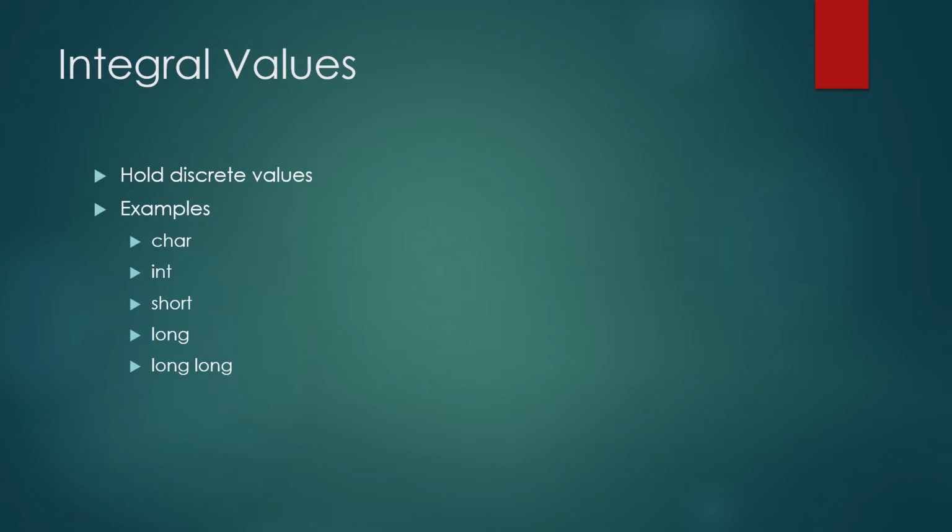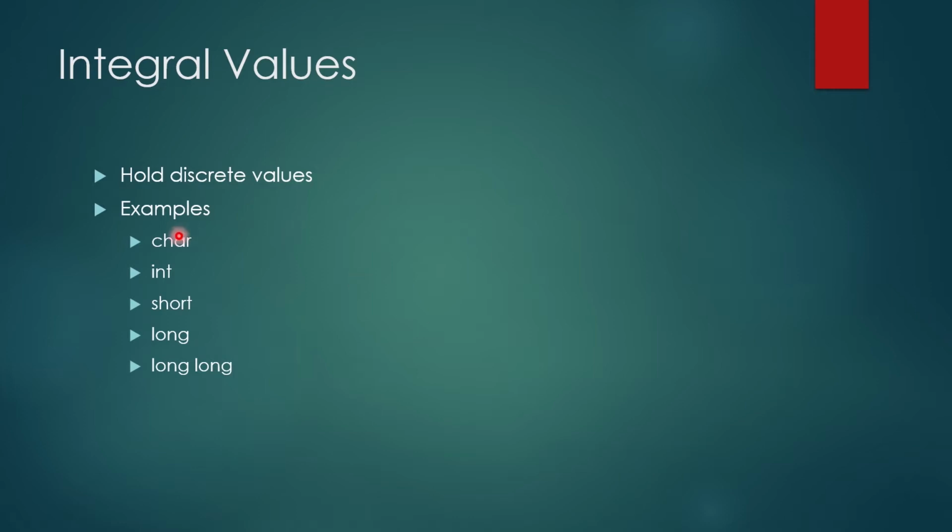Integral values hold discrete values. They're 1, 2, 3. There's no 1.5 or 2 1/4. It goes from 1 to 2 to 3. Similarly, it could hold characters like A, B, C. There's no such thing as A and 3/4. You go from A to B. And this is what we mean by discrete values.